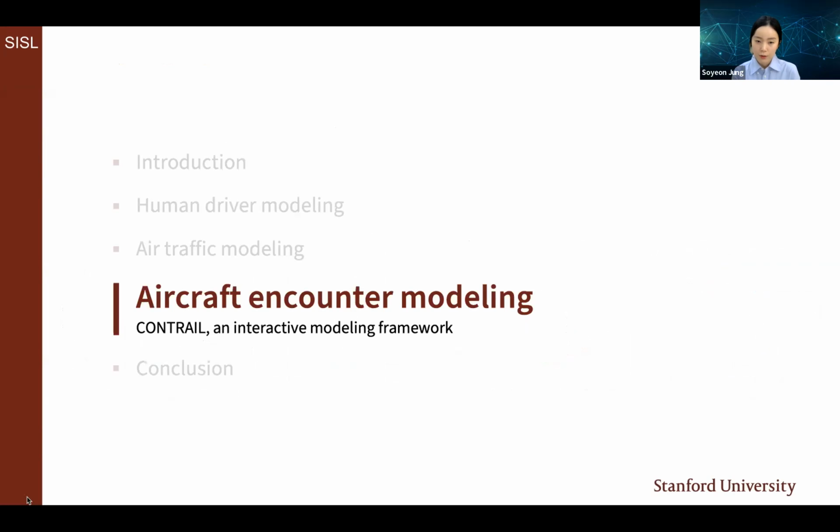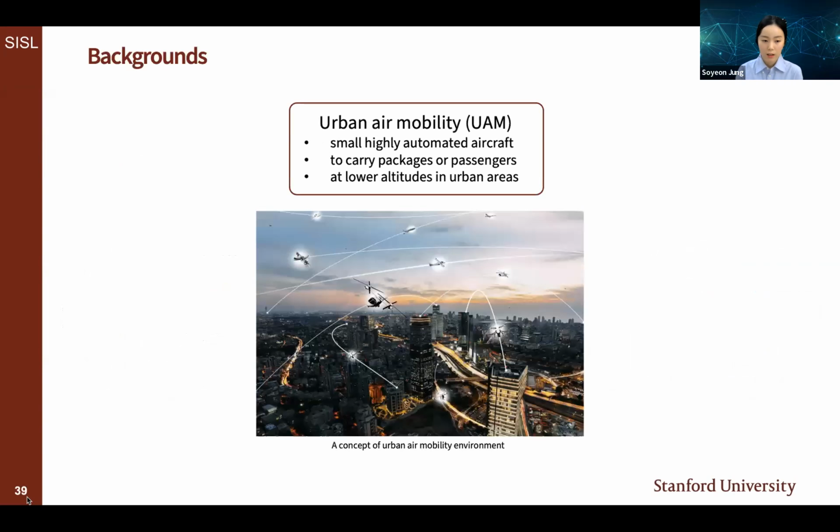The last contribution is the aircraft encounter modeling framework called CONTRAIL. As new types of aircraft are emerging, we also need new trajectory models that can represent their operational environment. The urban air mobility, or UAM vehicles, are one of the main emerging types of aircraft that are intended to deliver small packages or passengers at lower altitudes in urban areas.